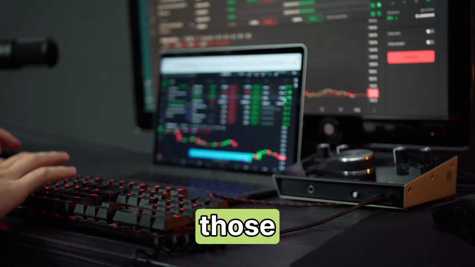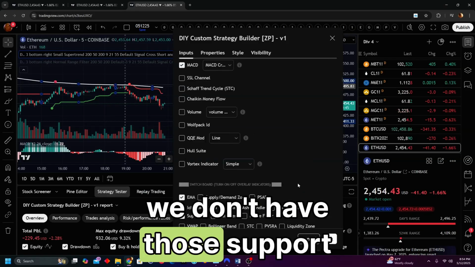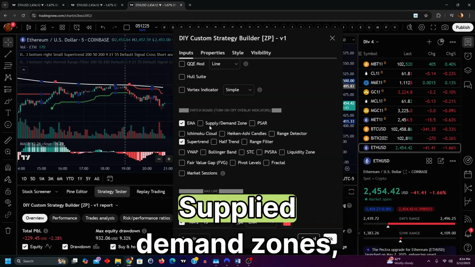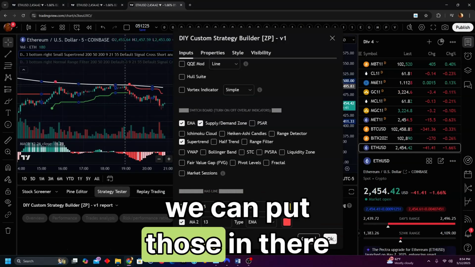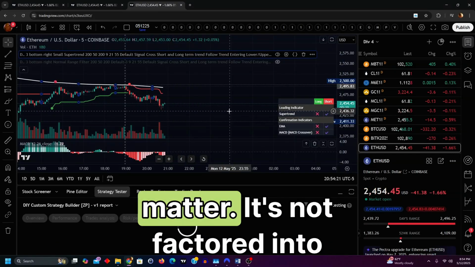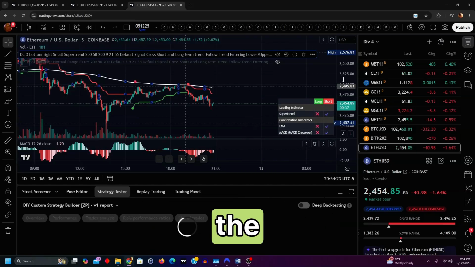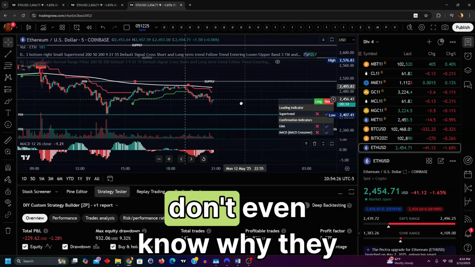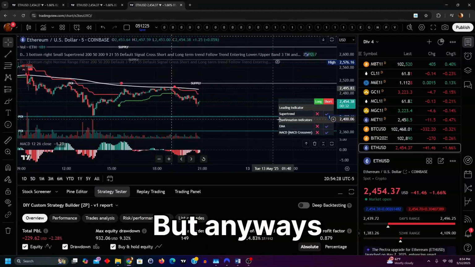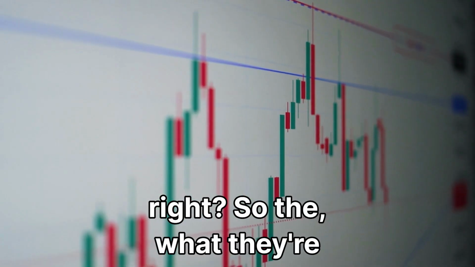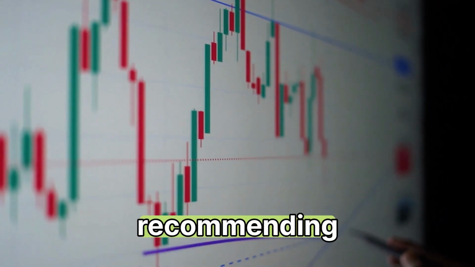We're showing those, and we don't have those support resistance lines in there, supply demand zones. We can put those in there too, though, right? Doesn't matter. It's not factored into the trading equation, so I don't even know why they had that on there. But anyways, right, so what they're recommending.